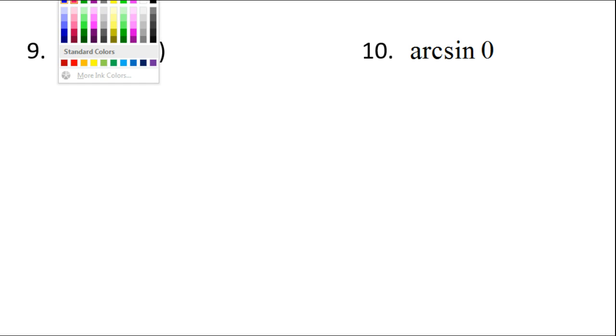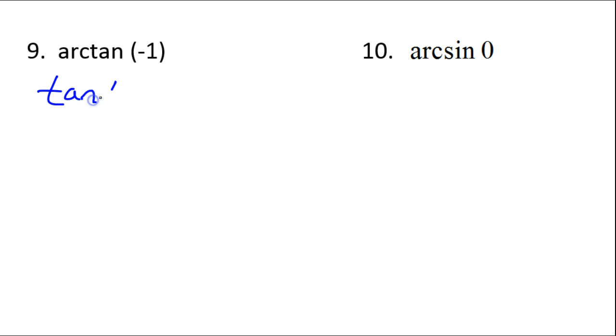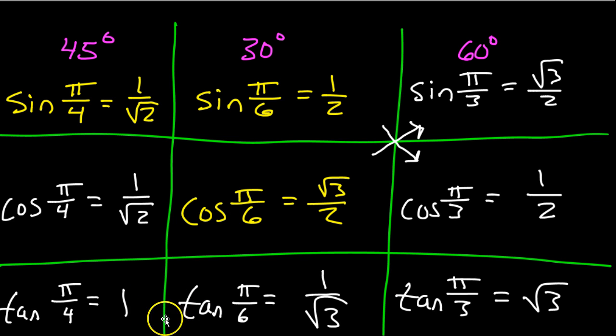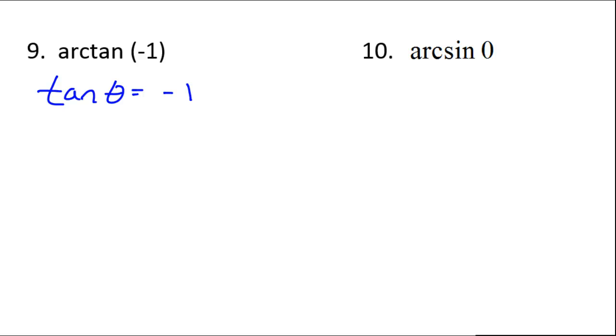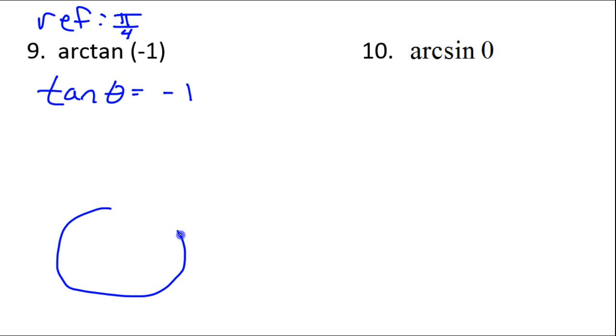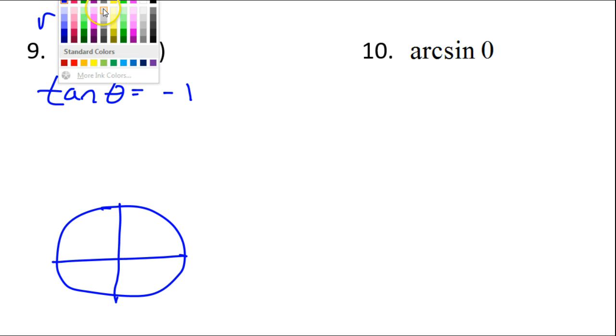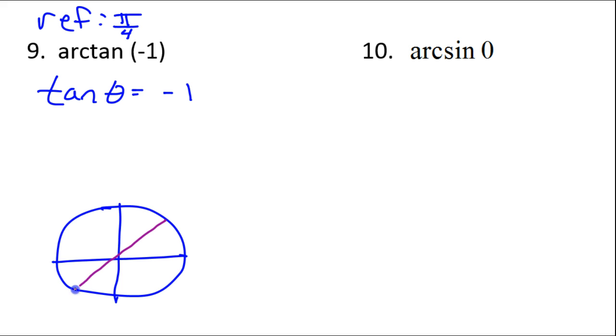Again, this is asking us the question, the tangent of what angle is equal to -1. Okay, now looking at our scratch paper, we see the tangent of pi over 4 is 1. So that gives us a reference angle. Okay, so we know the reference angle is pi over 4. So we should draw pi over 4. These are pi over 2 so far. Okay, now they are pi over 4.